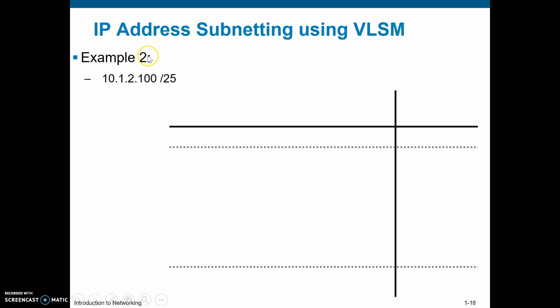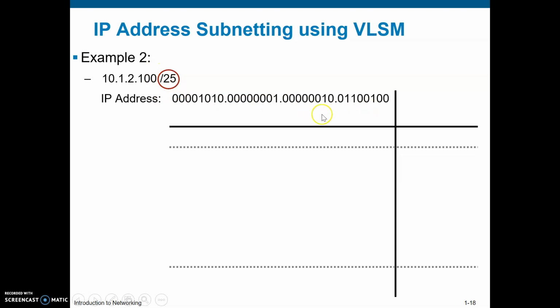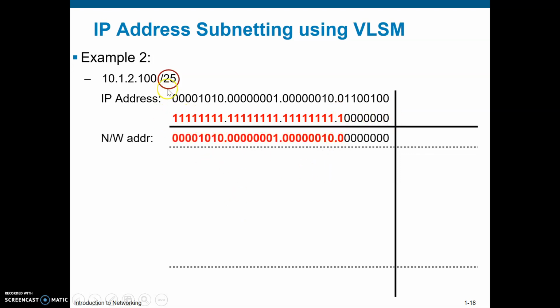Let's look at the second example. 10.1.2.100, the same IP address, but we have changed the prefix to /25. Because the prefix has changed, this means we have 25 bits of 1, and the remaining 7 bits are the host bits. The first 25 bits of the IP address are the network address. You can't touch the red bits because they represent the network. You can touch the host bits.